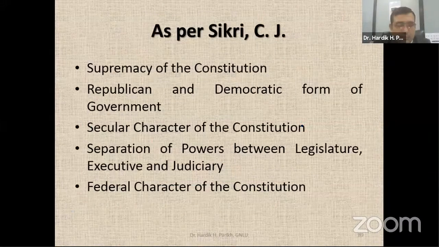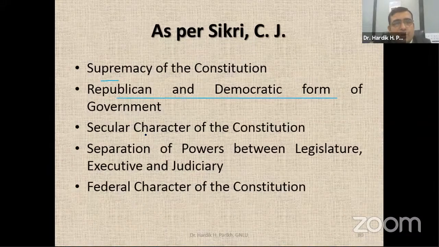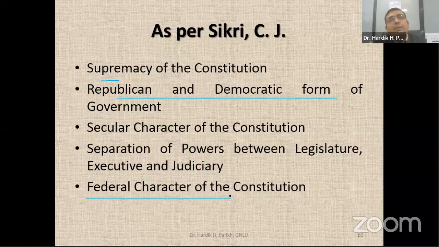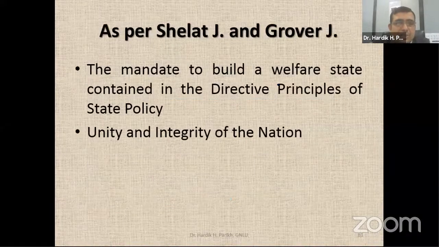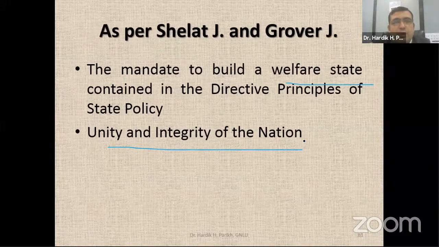So quickly, see what the basic structure is as per Justice Sikri: supremacy of the constitution, republican and democratic form of government, secular character, separation of powers, and federal character. This is the basic structure you can't disturb by constitutional amendment. Justice Shelat and Justice Grover emphasized the welfare state. So the welfare state, directive principles, and the unity and integrity of the nation are the basic structure and cannot be compromised.